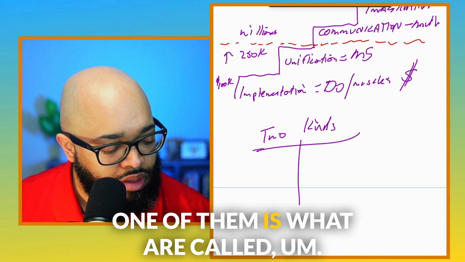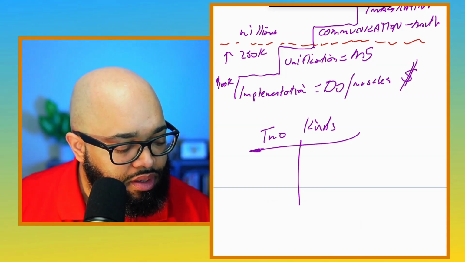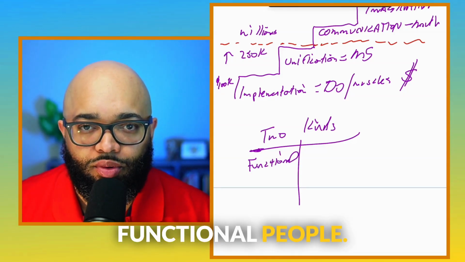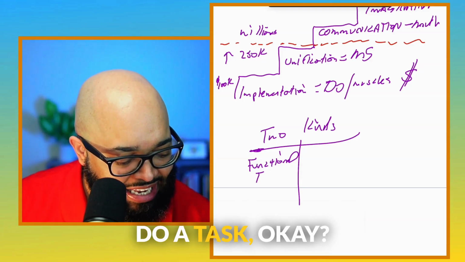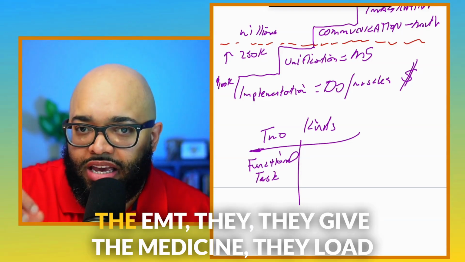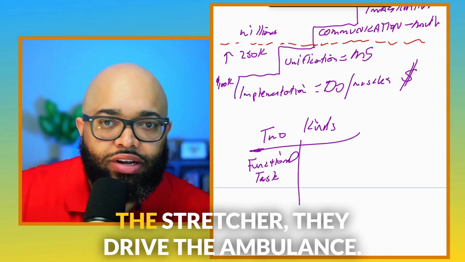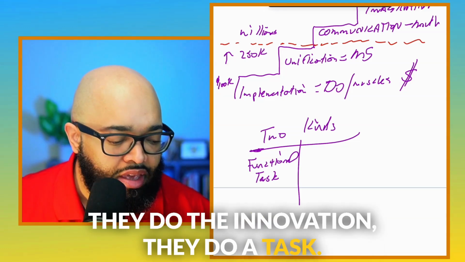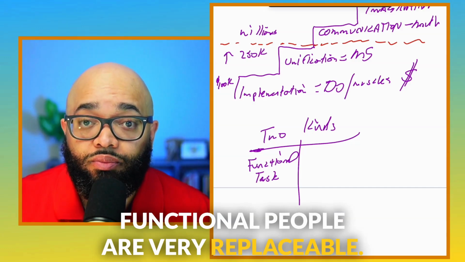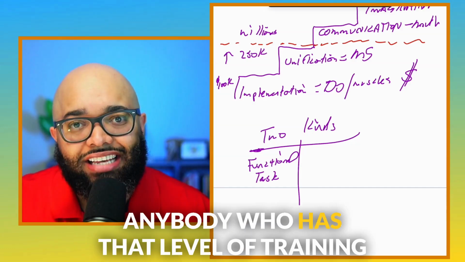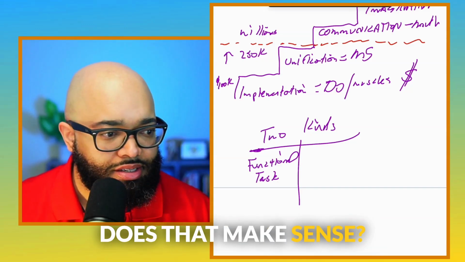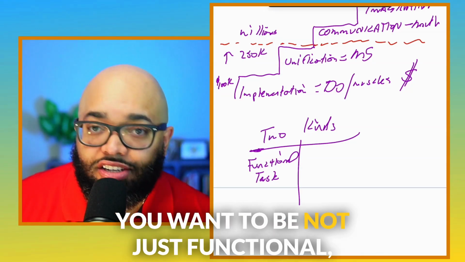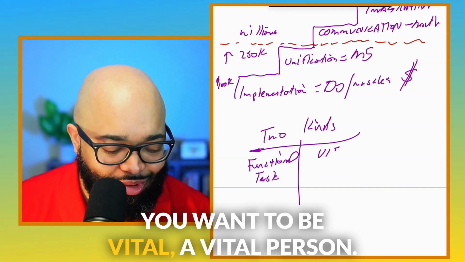One of them is what are called functional. Okay. Functional people. These are the people who basically do a task. Okay. The EMT, they give the medicine, they load the stretcher, they drive the ambulance, the paramedic starts the IV, they do the intubation, they do a task. Functional people are very replaceable. Anybody could do it. Anybody who has that level of training could do that same job. Does that make sense? A functional person does a task. You want to be not just functional, you want to be vital.